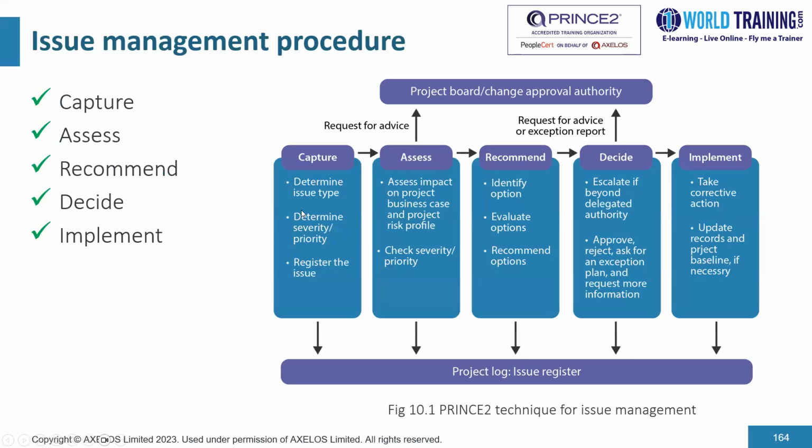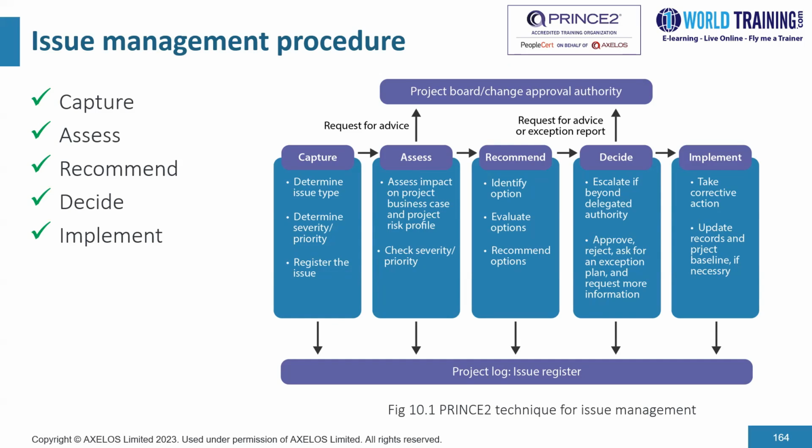Now, issue management has got a 5-step procedure. Step number 1 is capture. Step number 2 is assess. Step number 3 is recommend. Step number 4 is decide, and step number 5 is implement. So as you could see on the diagram on the right side, issue management has got a 5-step procedure. Let me just quickly take you through each of the steps.